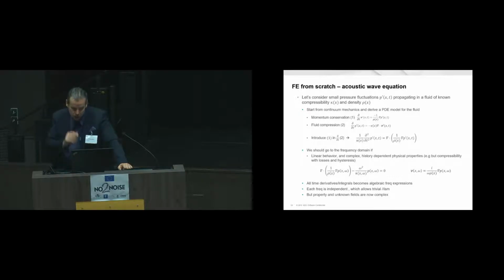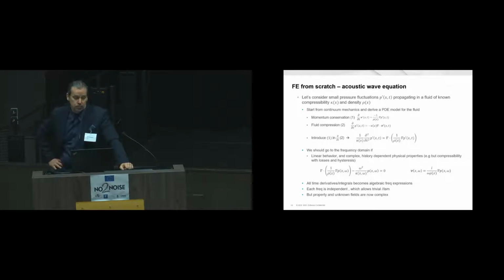Well, it's classic, I will not go into too much detail. You start with momentum conservation and fluid compression, you combine the two, and you end up with this equation. There are various ways to do it, but you have to be careful if you are interested in this, because you can end up with incorrect results when you have non-homogeneous properties for compressibility and density. But this is the classical one that is correct for varying properties like density and bulk modulus.